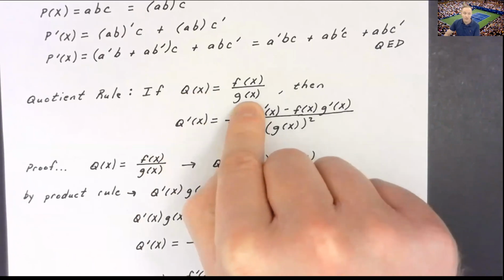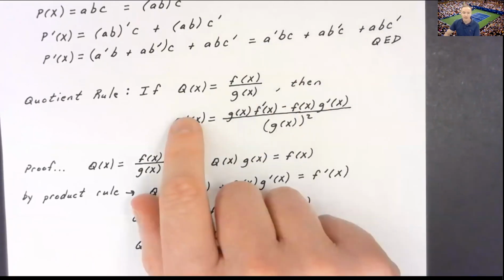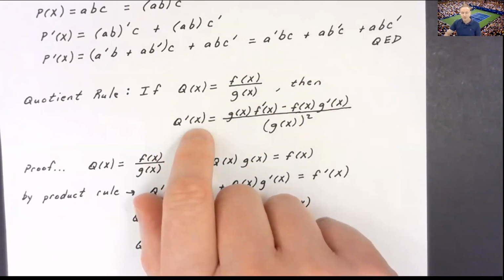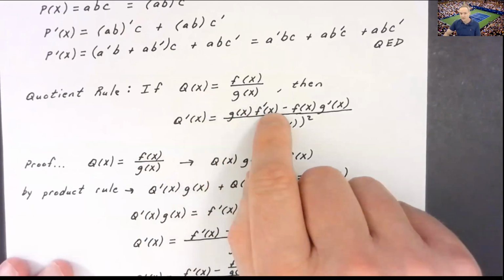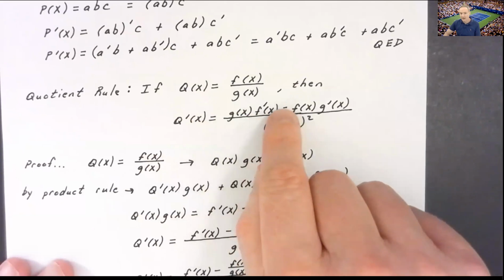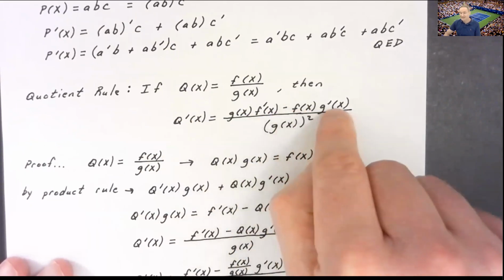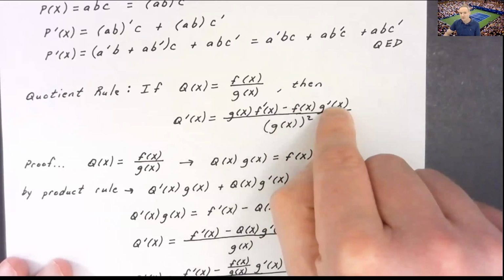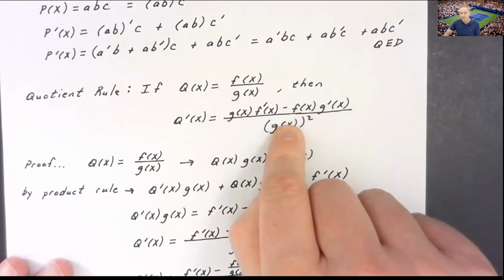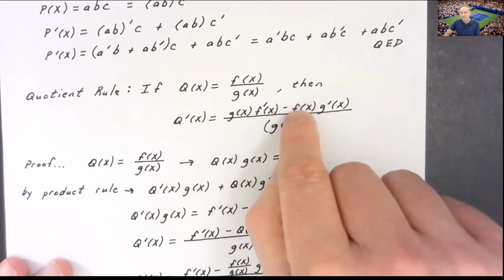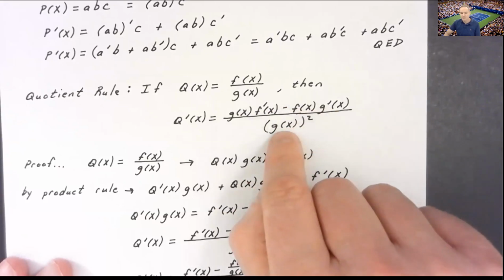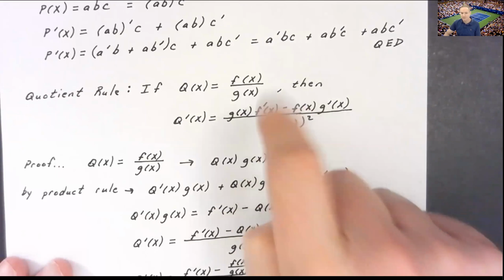And my goal is to prove to you that the derivative of this function is equal to the denominator times the derivative of the numerator minus the numerator times the derivative of the denominator over the square of that denominator. So it's g of x, f prime of x, minus f of x, g prime of x over g of x quantity squared. I've got to prove that.